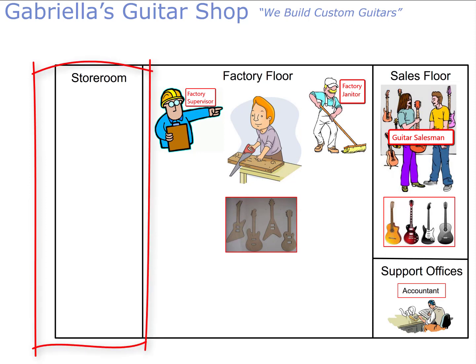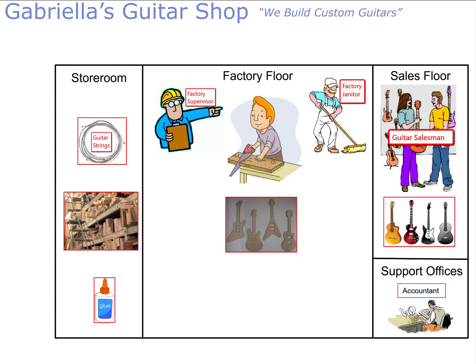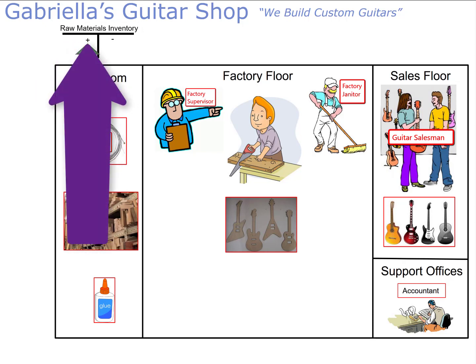Starting with the storeroom is where we first receive our raw materials. Keeping things simple, the materials in our example will only be the wood, guitar strings, and glue used to make the guitars. So when the raw materials come in from the loading dock, that's where they go, the storeroom. The T account associated with the storeroom's raw materials is the raw materials inventory account. Because this is an inventory account, it's an asset account, and therefore it increases on the left side.